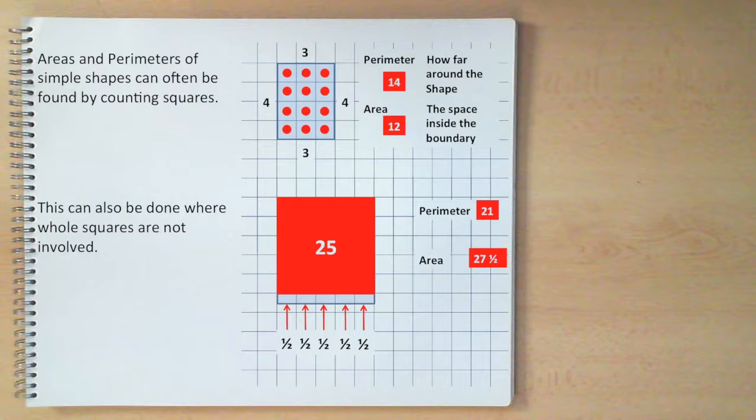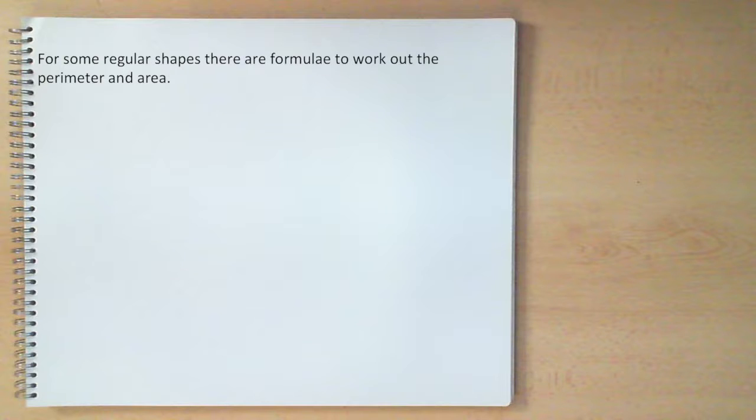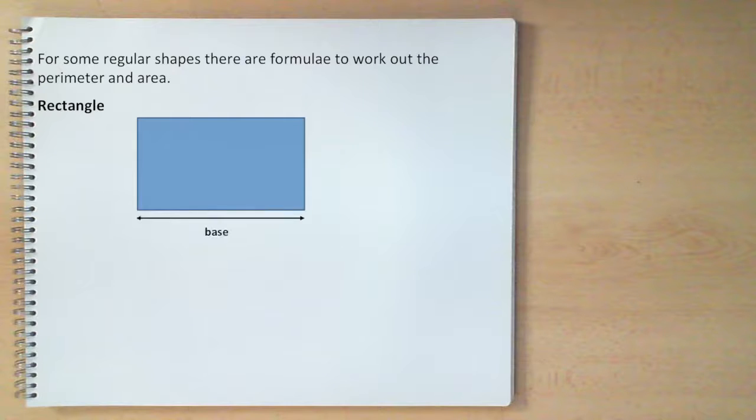But in most cases we will have a formula that allows us to work out the perimeter or area, and this is particularly true of all regular shapes. So let's have a look at those and just remind ourselves of those formulae. You should know the one for the rectangle already. A rectangle has a base length and a height. If we call the base B and the height h, the area is B times h. That's very simple and straightforward.